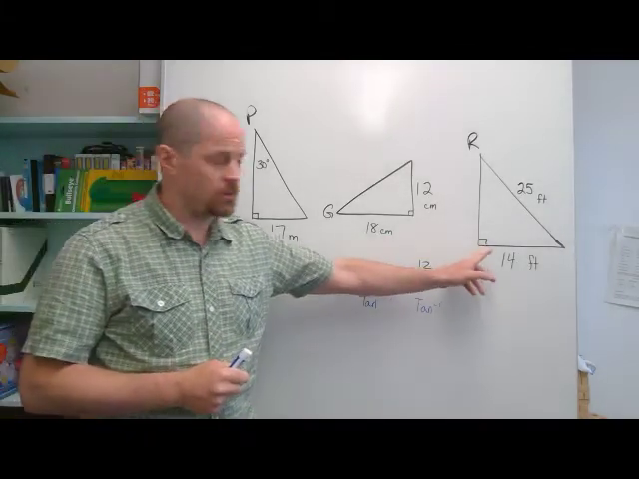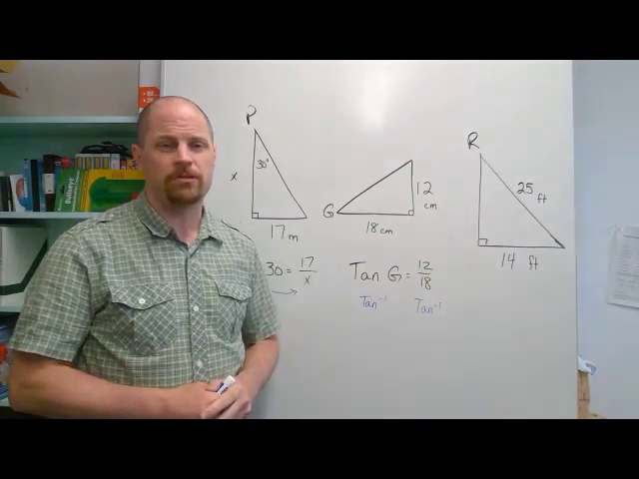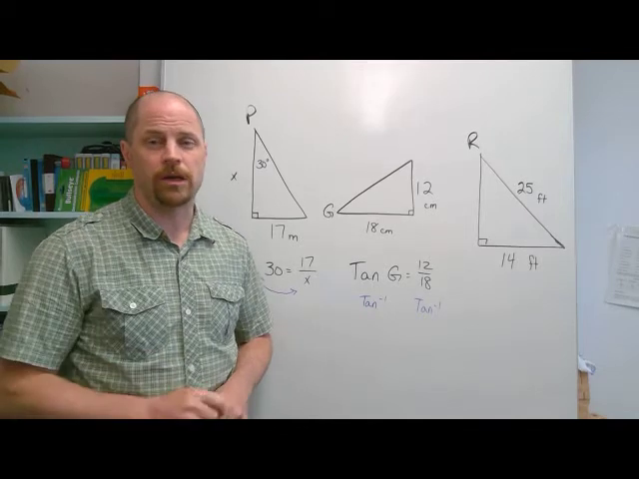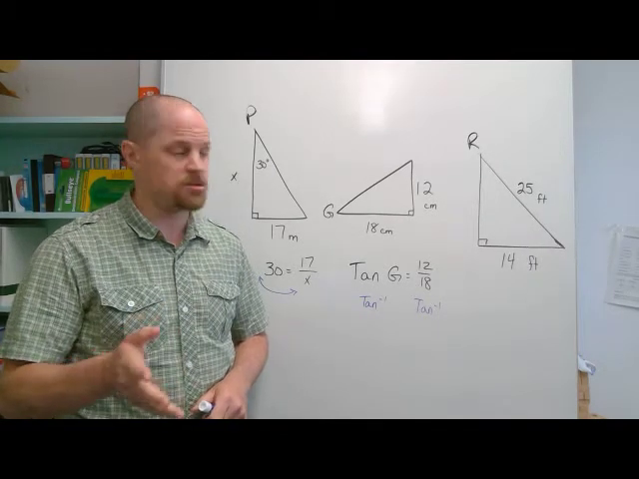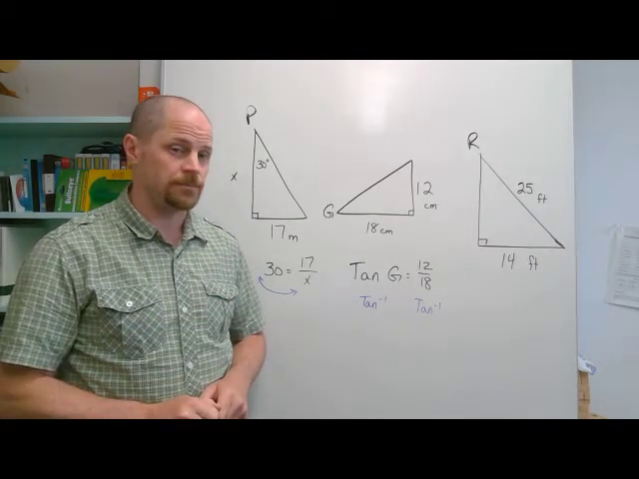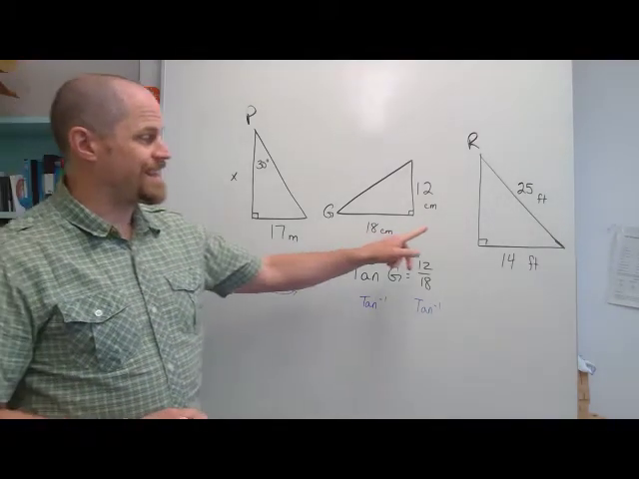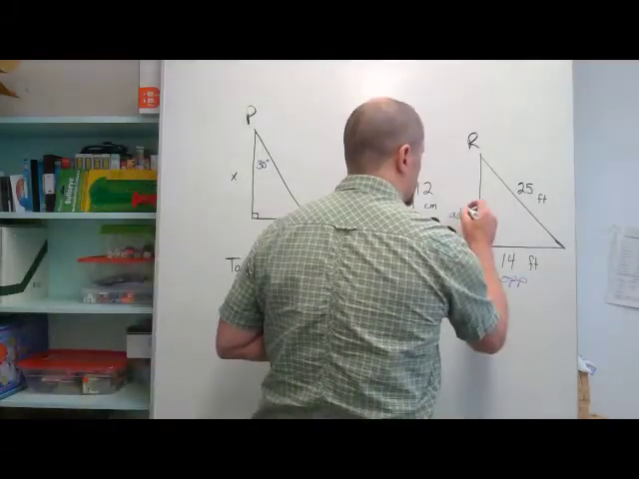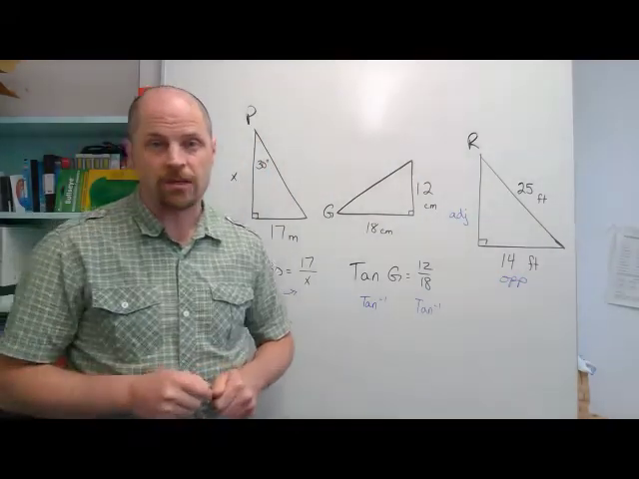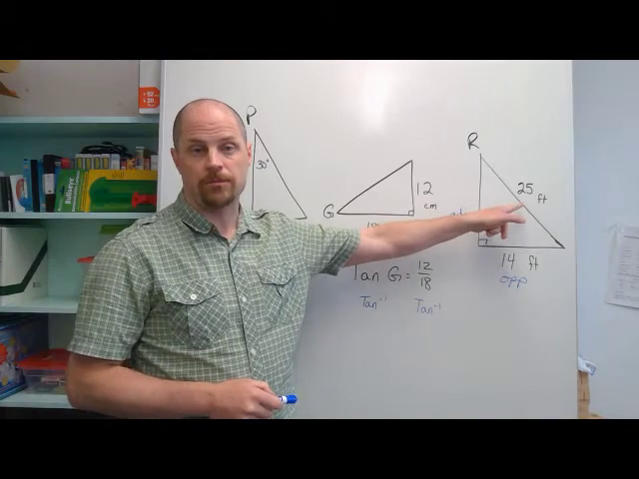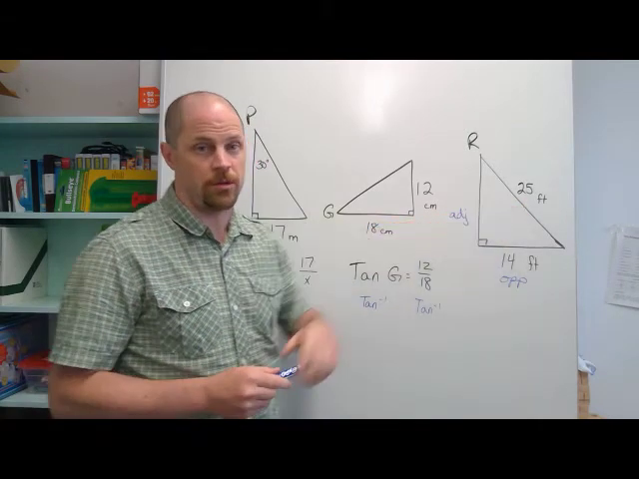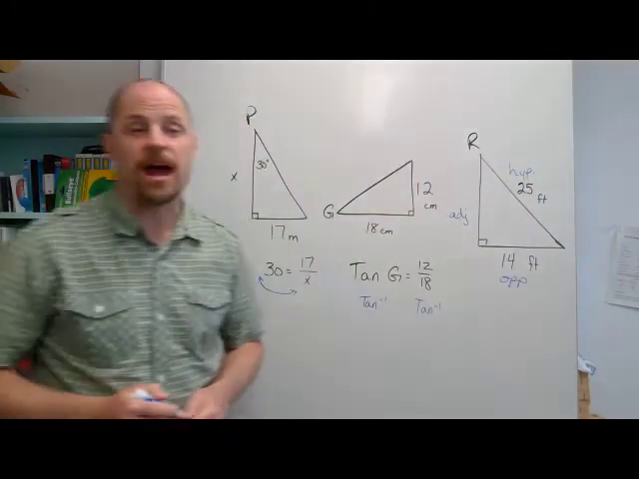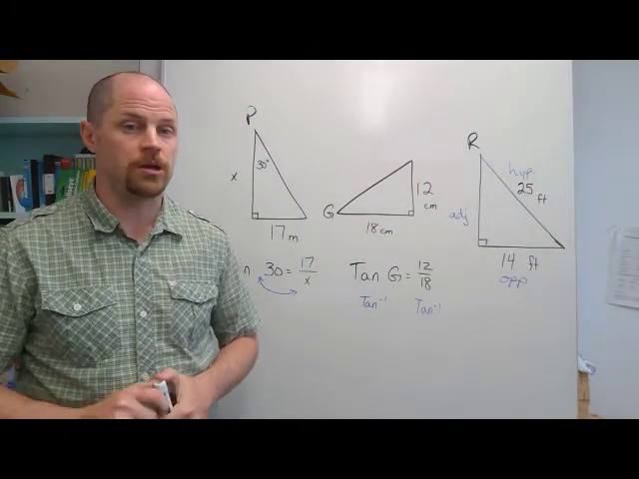Pause the video, see why we can't use it for this one. What's different about this triangle? So pause it right now, take a look. What you'll find is we don't have the right sides. If we label the sides, we're given a number, we're given the hypotenuse. Tangent ratio can't use the hypotenuse. So the question is, how do we solve this one using trigonometry?